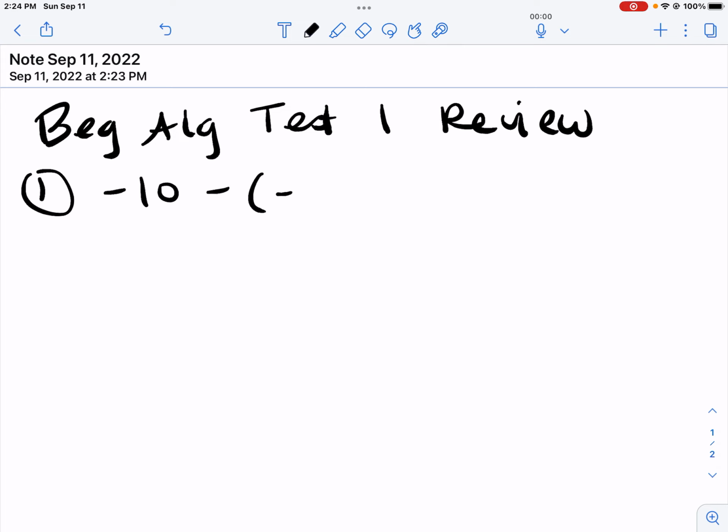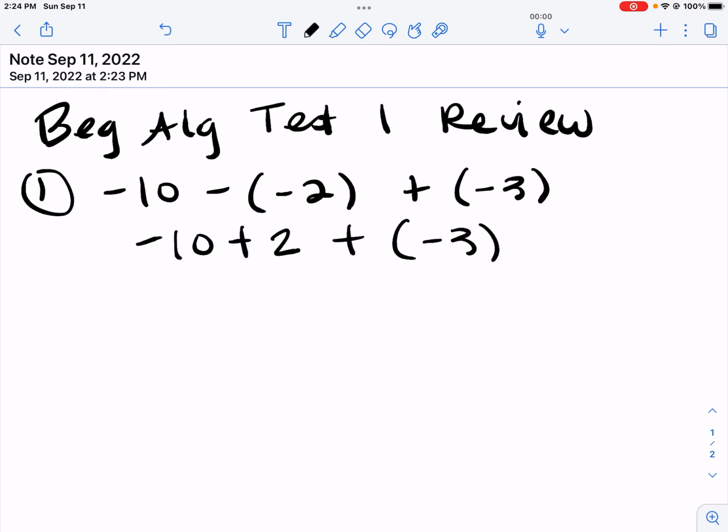-10 subtract -2 plus -3. The subtract -2 becomes addition. -10 plus 2, those signs are different. Find their difference. Subtract, 10 minus 2 is 8. -10 has your bigger number, so that's why it's -8. Now, -8 plus -3, remember, owing money plus owing money is owing more money.